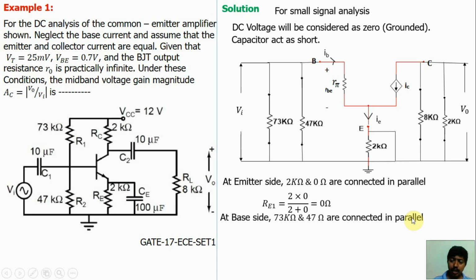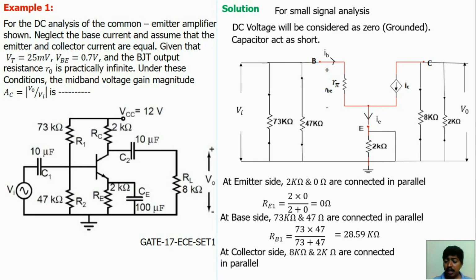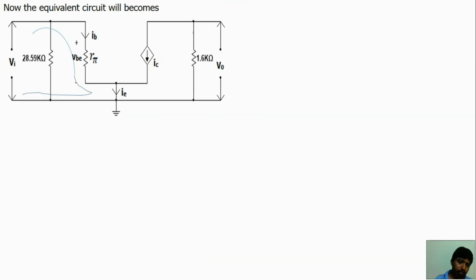At the base side, 47 kilo ohm and 73 kilo ohm are connected in parallel. So what will be the equivalent value? RB1 is equal to 28.59 kilo ohms. Similarly, at the collector side, the 8 kilo ohm and 2 kilo ohm are in parallel, so we get RC1 equal to 1.6 kilo ohm. So at the base side 28.59 kilo ohm, at the emitter side 0, at the collector side 1.6 kilo ohm. So we may redraw this circuit diagram like that.